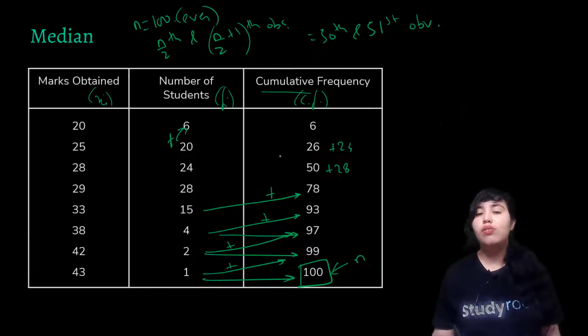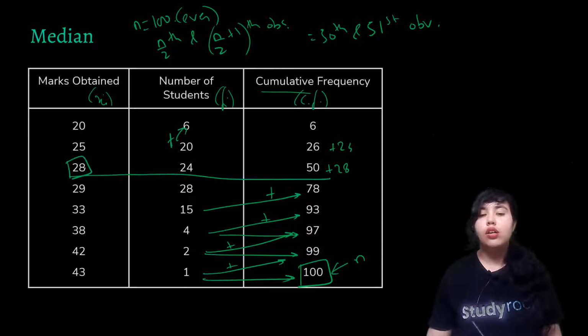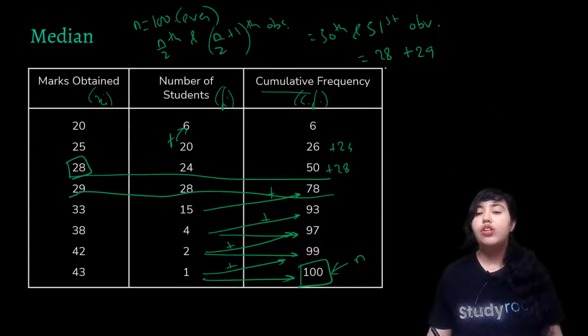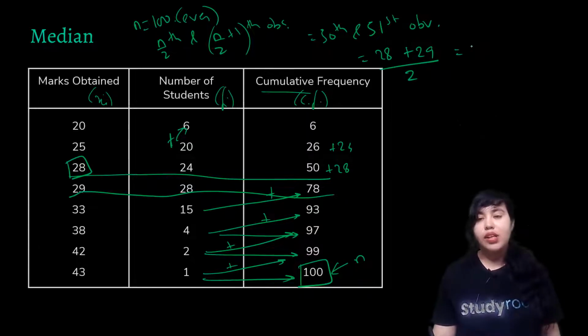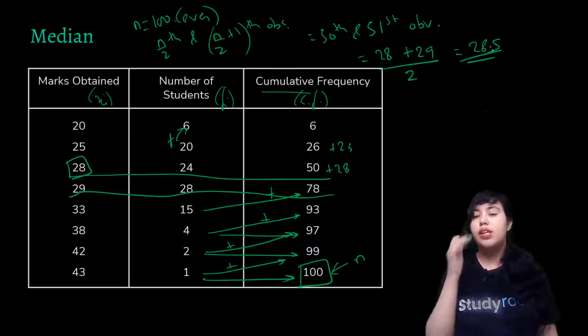So when you're looking for these observations, you look at the cumulative frequency table. So 50th observation will lie over here. So that will be 20th. Observation means you will refer to xi. So for 50th observation, you will have this value 28. Okay. Then you will have 51st observation. So then you will look at this 78th one, and here you will get 29. Then you have to take the average. So 28 plus 29 upon 2. And this will give you the median as 28.5 for the given data.